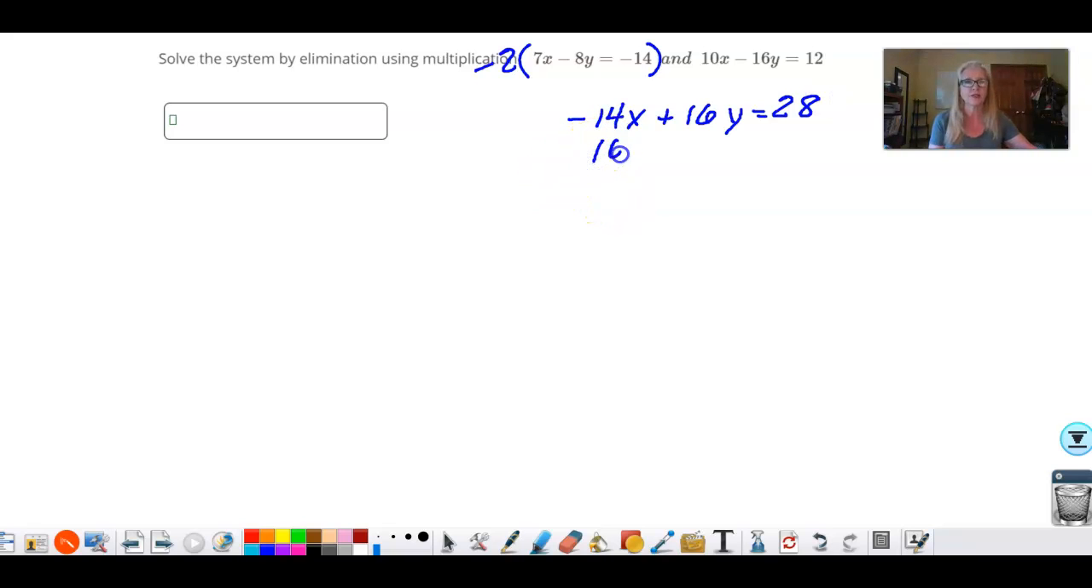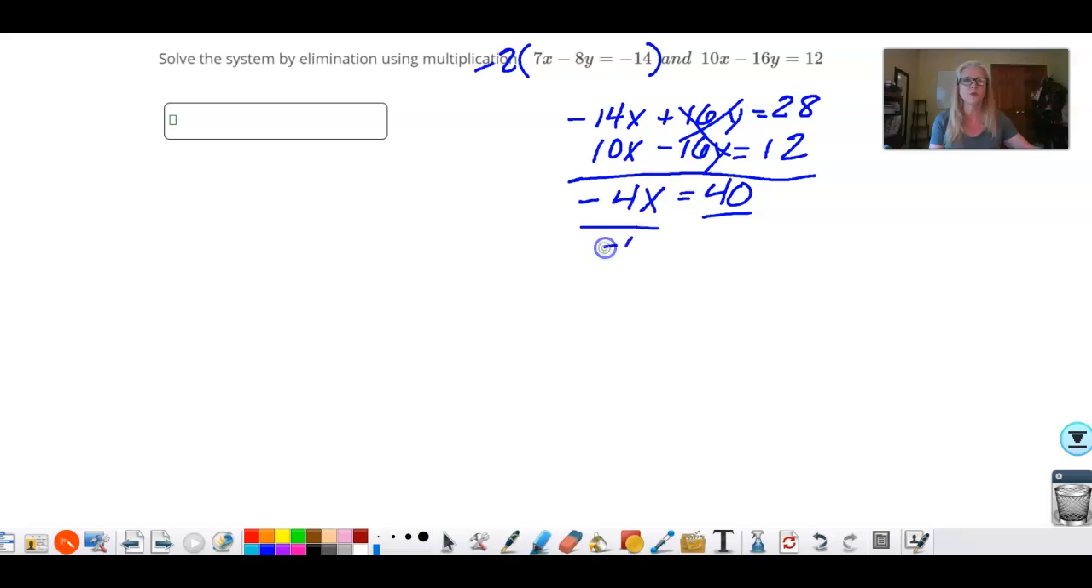Then we keep the other equation the same. 10x minus 16y equals 12. Okay. And when we combine these two equations, we get -4x. The 16's drop out. And over here we get 40. Dividing both sides by -4, we get that x is equal to -10.